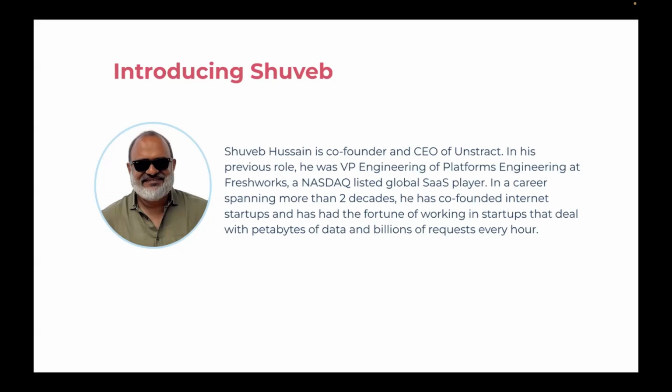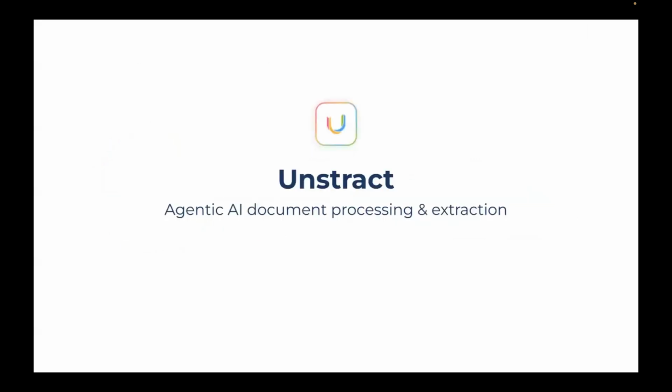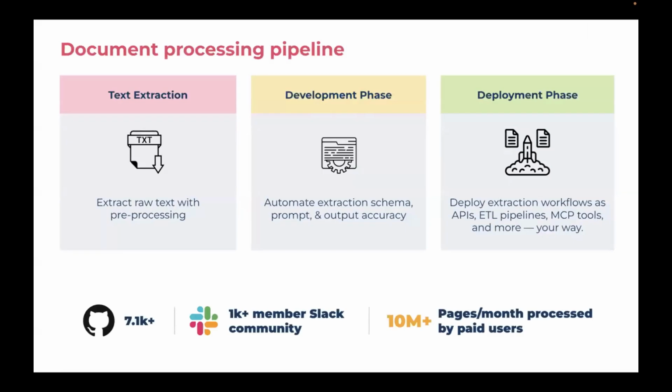Before I hand over the session to Shuveb, I just wanted to quickly set the tone and introduce Unstract to those of you who are completely new and joining us today. Unstract is an agentic AI document processing and extraction platform. You could put the capabilities of the platform in three major segments. Firstly, once you upload your document, it goes through a text extraction phase, where the platform deploys a text extractor to extract the raw text in a layout-preserved format from your document.